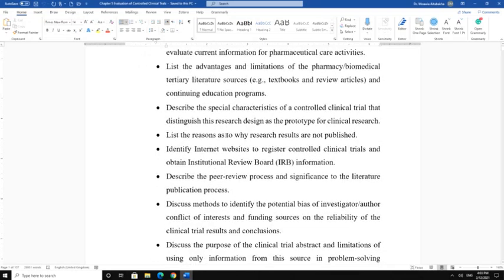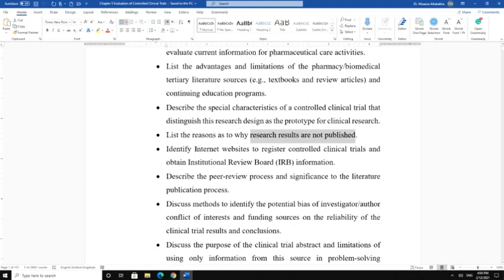List the reasons as to why research results are not published. Sometimes you will see that there is a clinical trial, and this clinical trial is registered in a clinical registry such as clinicaltrials.gov, but even though it's registered, they are not publishing it. Why? Why is it done, maybe completed, and not published? So you need to tell the reasons for that.